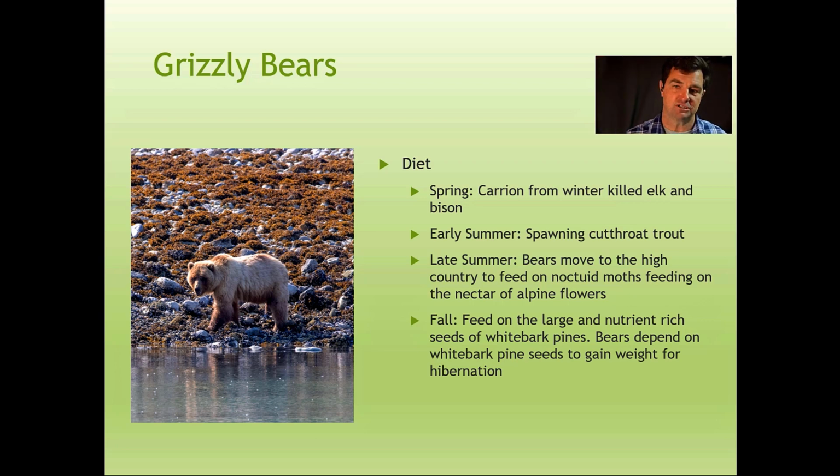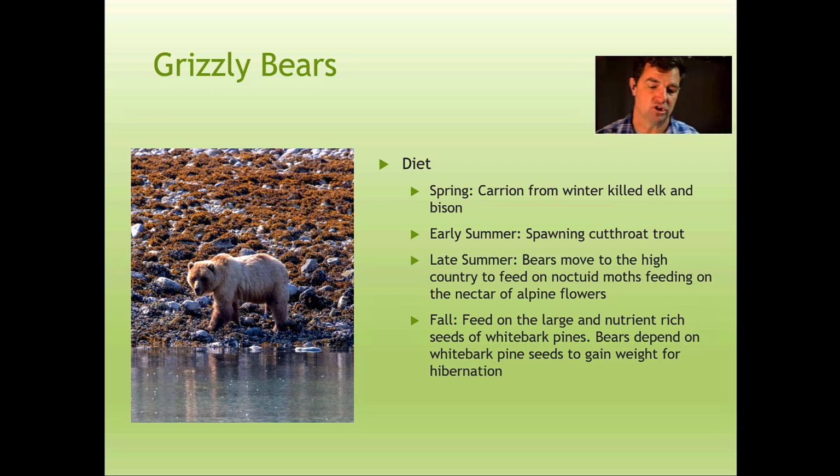Okay, because the typical diet of a grizzly bear varies from season to season. In the spring when the snow is melting, dead animals such as elk and bison, the carcasses of them become exposed as the snow melts, and bears will scavenge on these. And then in the early summer, they feed on spawning cutthroat trout. And cutthroat trout have actually been impacted by climate change as well because the warmer temperatures stress them out.